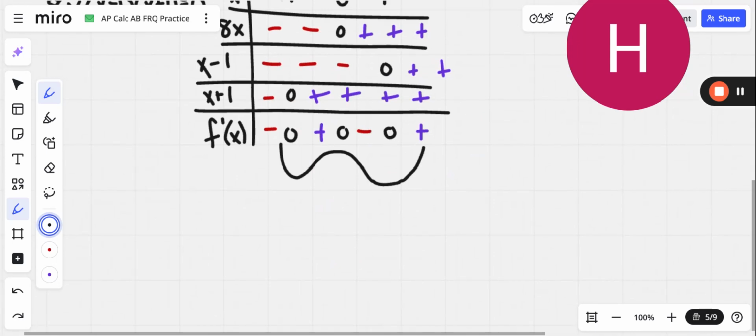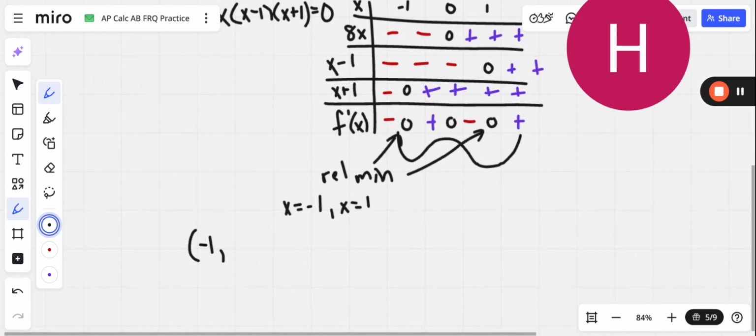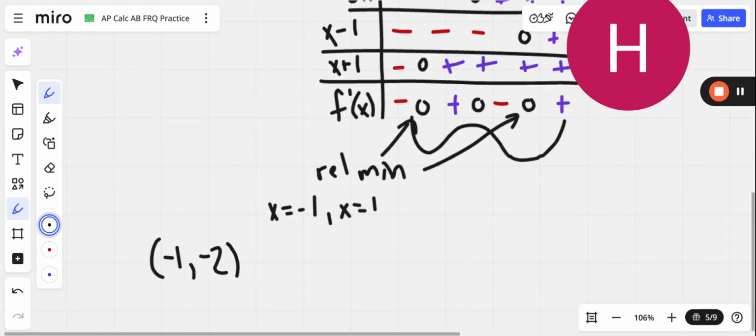So we're going to have a relative min at x equals -1 and x equals +1. We can find out what those values are by plugging them into the original equation. And if we do that, I believe we're going to get 2 minus 4, which is -2. Since we have a symmetry, if we plug in 1, we will also get -2.